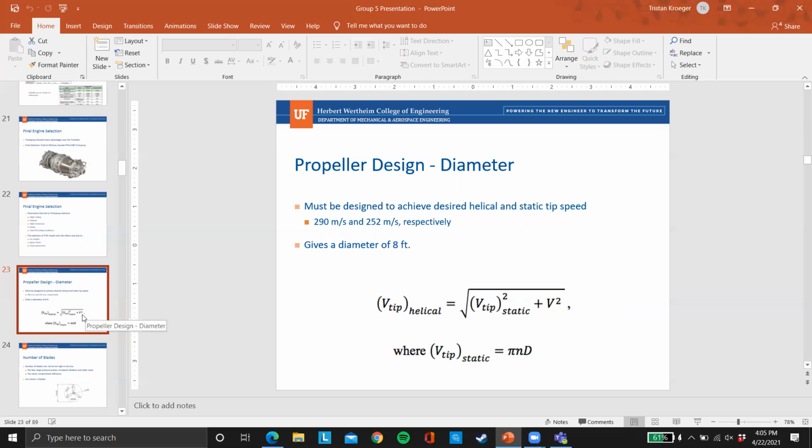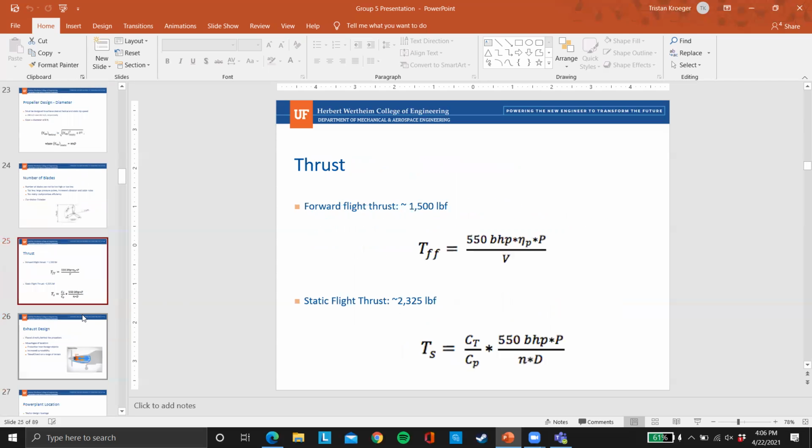And also for the thrust, it's like 2 pages later. There we go. Thrust. So the forward flight thrust and the static flight thrust. I want to know what the thrust requirement is, and then I want to compare your design with the requirement again. So that's your design, the 1500 and 2300 certified requirement. So what is the thrust requirement of your group?